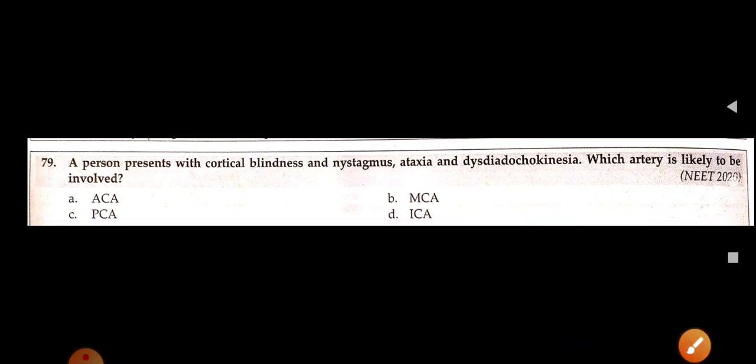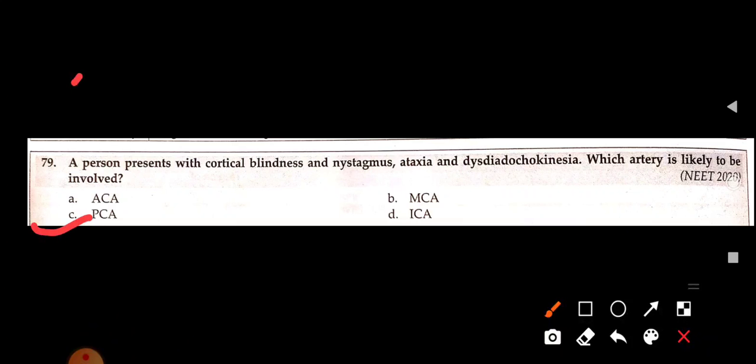a person presents with cortical blindness and nystagmus, ataxia, and dyskinesia. Which artery is likely to be involved? So the answer here is posterior cerebral artery. How to remember? I explained in mnemonics about the posterior cerebral artery. It affects the occipital region also, and it sometimes causes blindness. So posterior cerebral artery, this is PC. I have given a mnemonic example, PC, posterior PC. So PC, you have to think of vision, responsible for vision. So vision is affected, and here is alexia without agraphia.